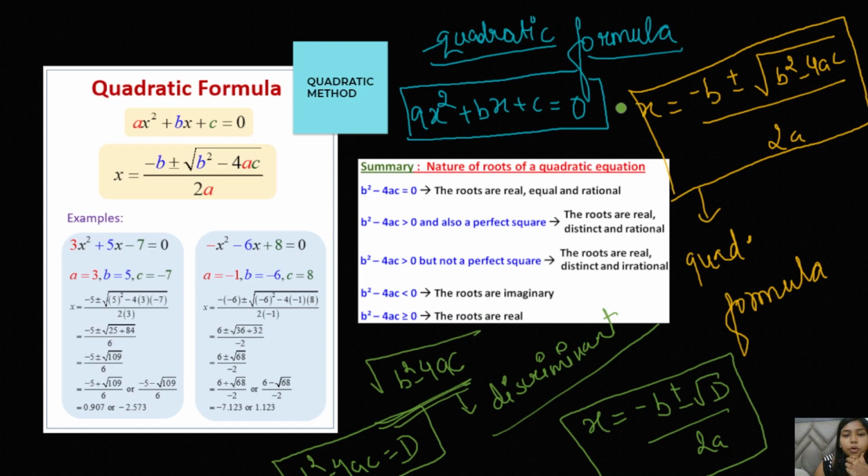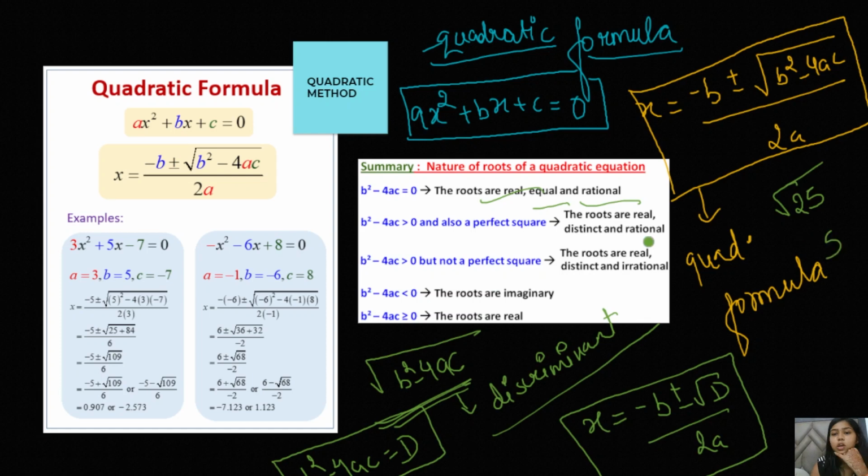Okay, so these are the nature of the roots. When b square minus 4ac equals 0, the roots are real, equal, and rational. Basically both the roots will be equal. If b square minus 4ac is greater than 0 and also a perfect square, for example root 25, which is a perfect square of 5, we can write 5 here.